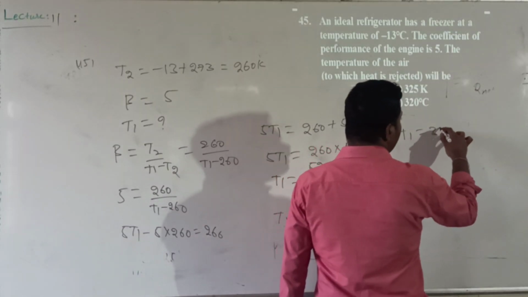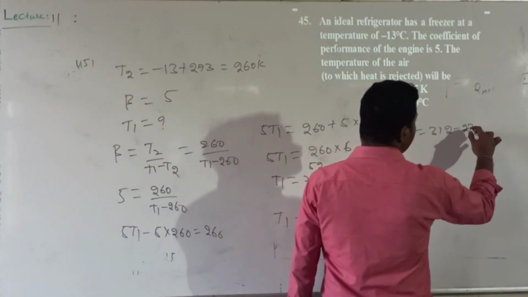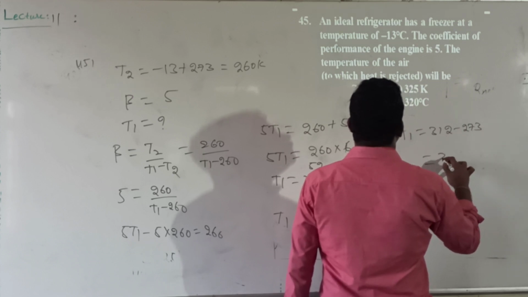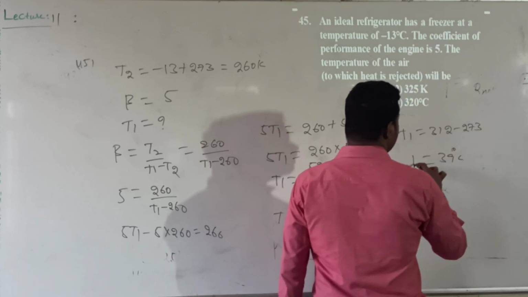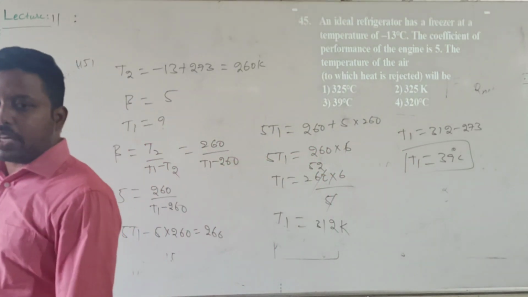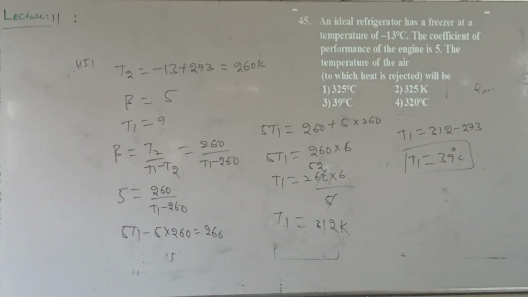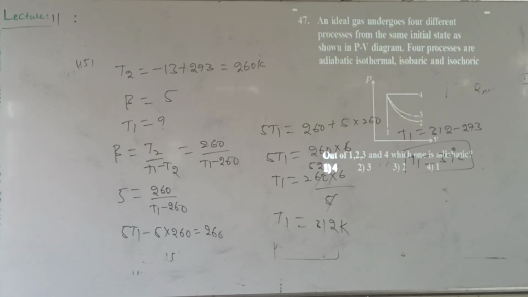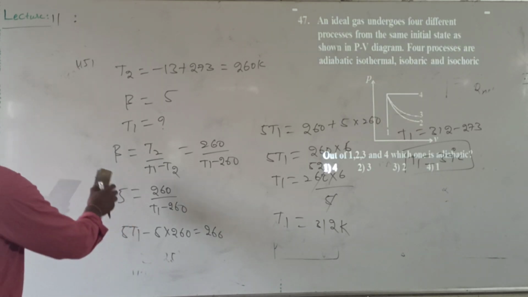T1 is given by 312 minus 273. So what will we get as the answer? You get 39 degrees Celsius. Understood? This is the temperature of the air. That is the coefficient of performance. So next question, question number 47.